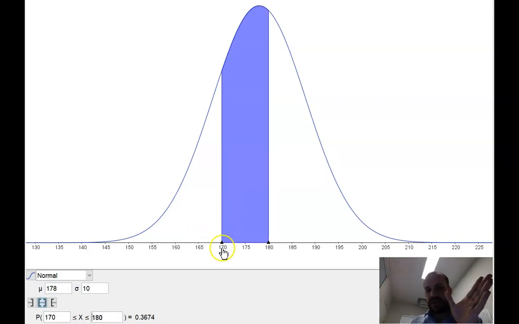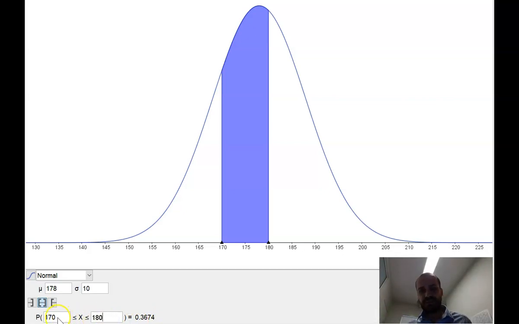Okay, so you can see that we've got a line here, 170, and a line here, 180. Now the area underneath this curve, like the integral that you've learnt about in the past, tells us the probability that a randomly selected male will be between the heights of 170 and 180. And our little calculator here has done it for us. It's 0.3674. There's a 36.74% chance that if I walk out and grab a guy at random, he's going to be between 170 and 180.